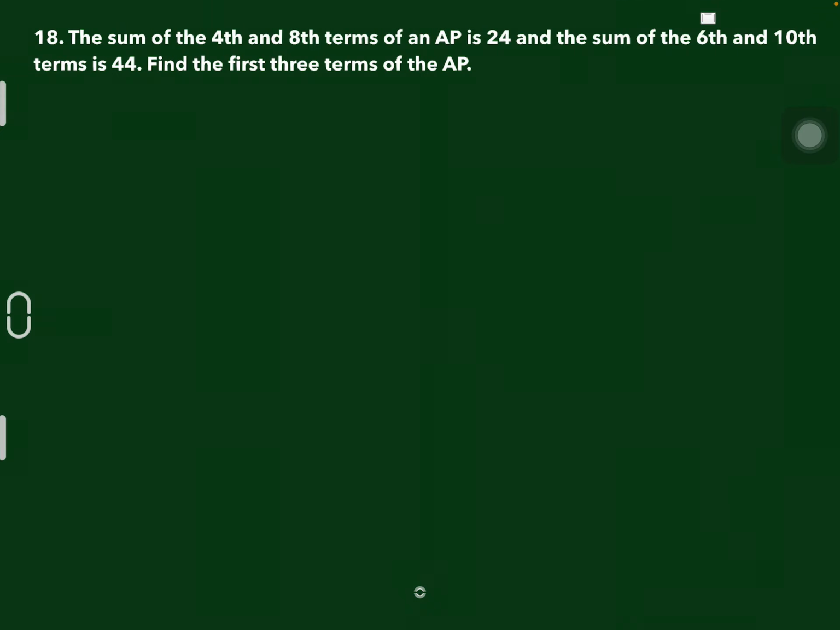Now, the 18th question: the sum of the 4th and 8th term of the AP is 24. Sum means addition. So A4 plus A8 is equal to 24. And the next one is given: the sum of the 6th and 10th term is 44. What is the sum of the 6th and 10th term? A6 plus A10 is equal to 44.